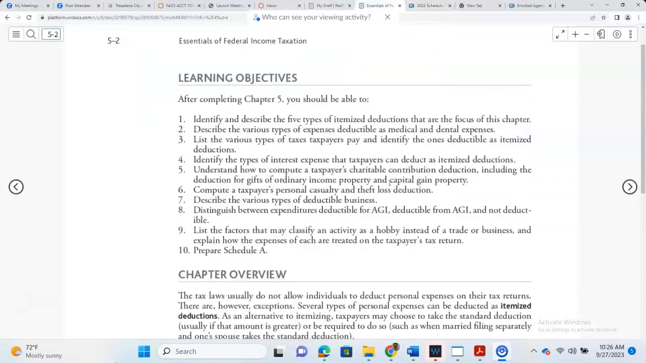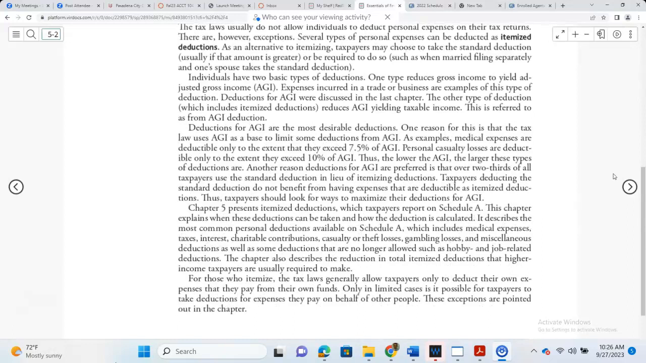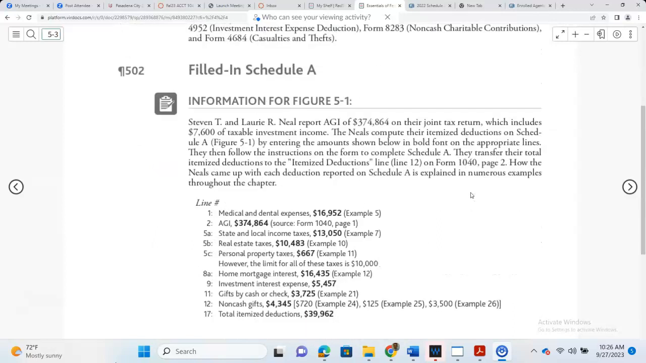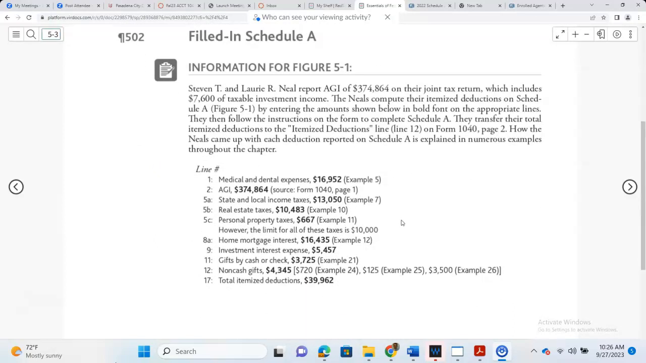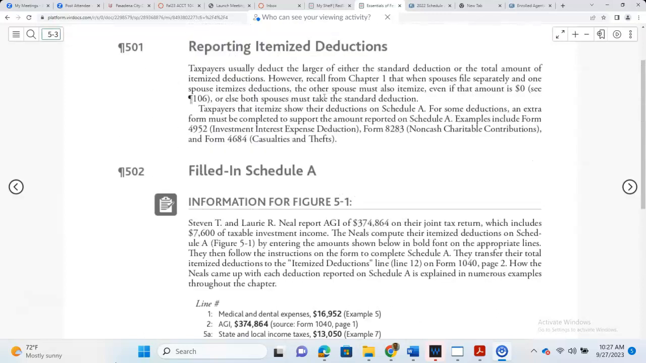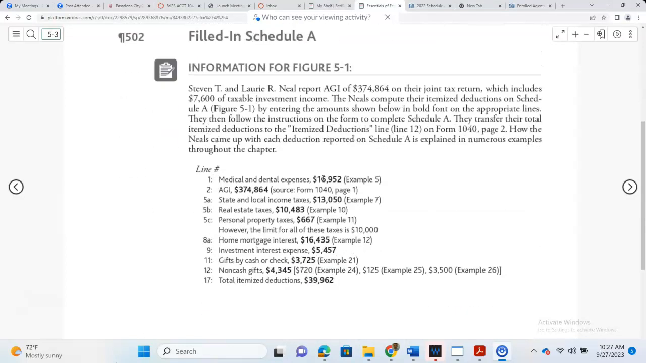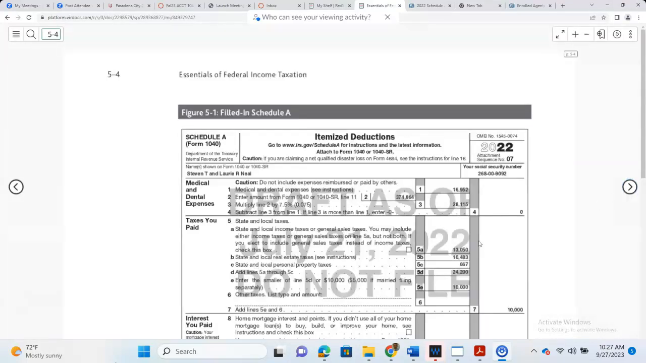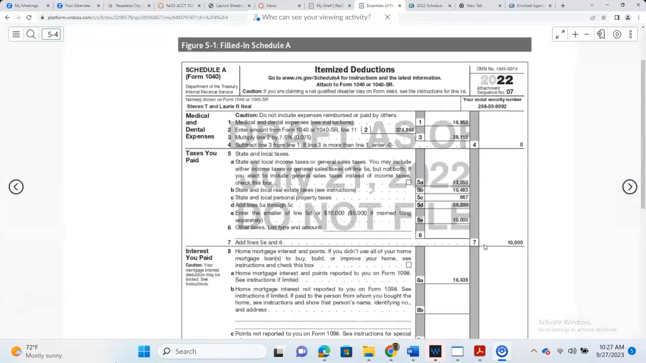Let's go to the book, see what we can do with it. So here is reporting itemized deductions. Looks like we have an example here that you can look at. Those are things that happen with a client, and you have to distribute this information into Schedule A. So if there is a picture, maybe I can look at it.